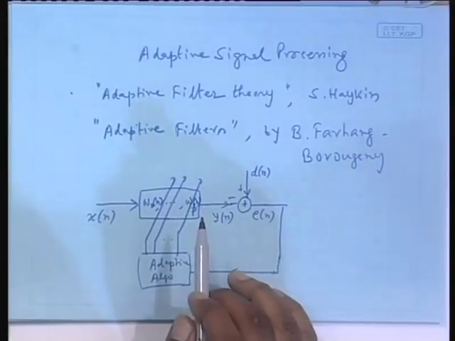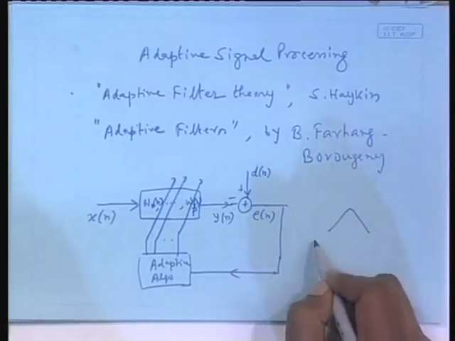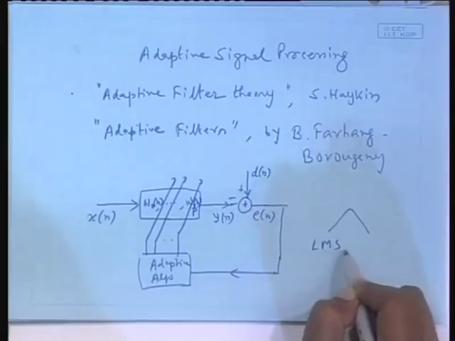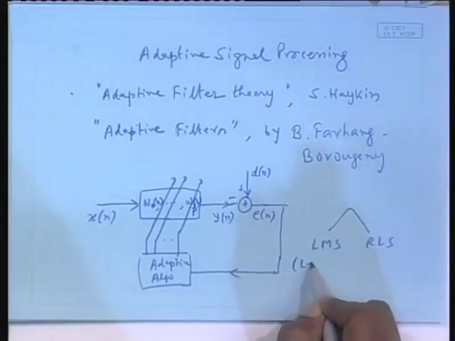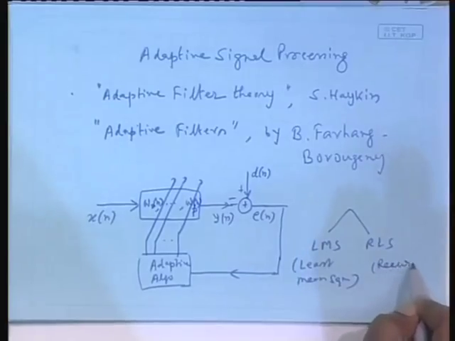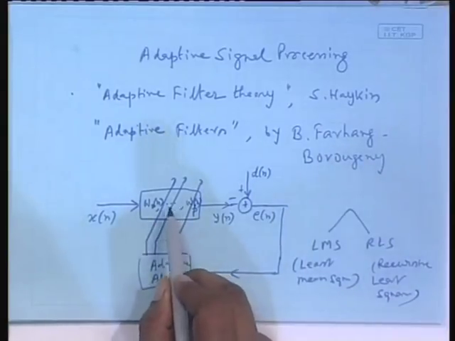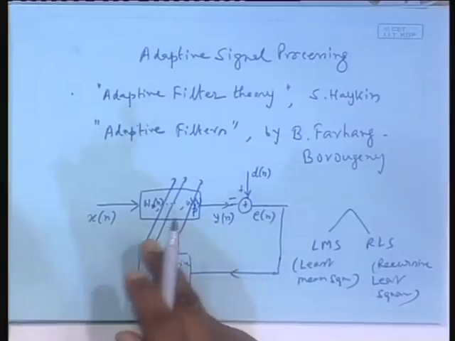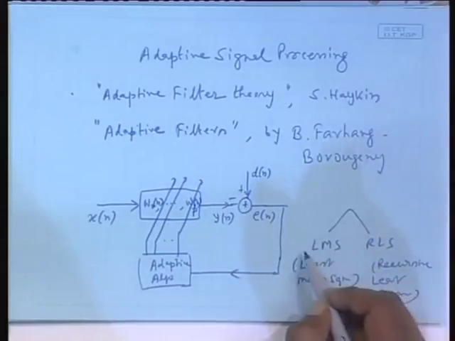Okay. There are two very famous categories of algorithms. One is called LMS, least mean square, and the other is called RLS, recursive least squares. Again, this filter could be in a direct form, or there is some other structure called lattice form and all that. In this course, we will be considering mostly the LMS algorithm.